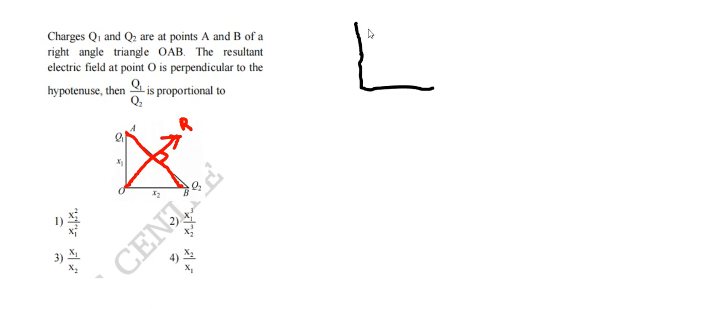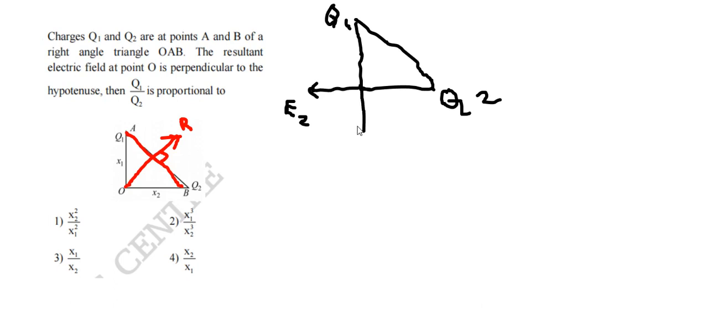So this is the triangle. It's a rough diagram. Here Q2 is located, and here it is Q1. So here the electric field goes on like this. So this is E2, the electric field due to the charge Q2, right? And this is the electric field E1, the electric field due to the charge Q1.